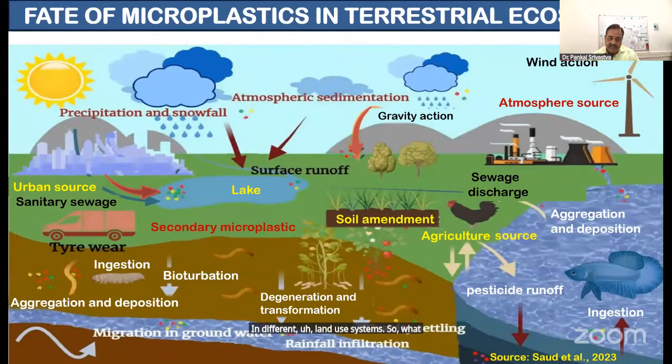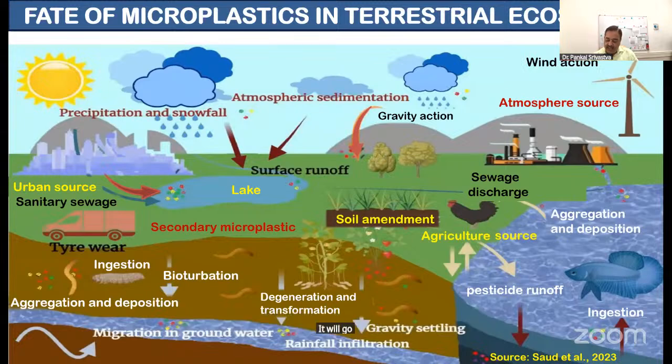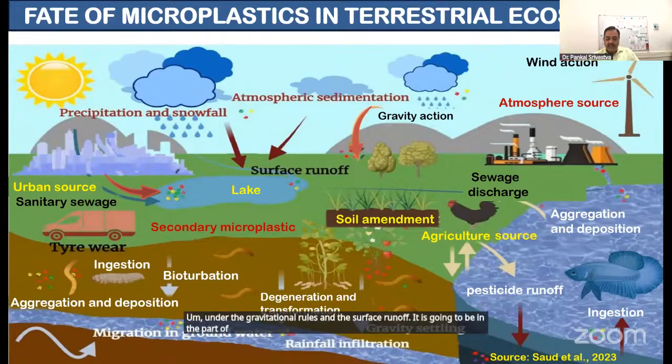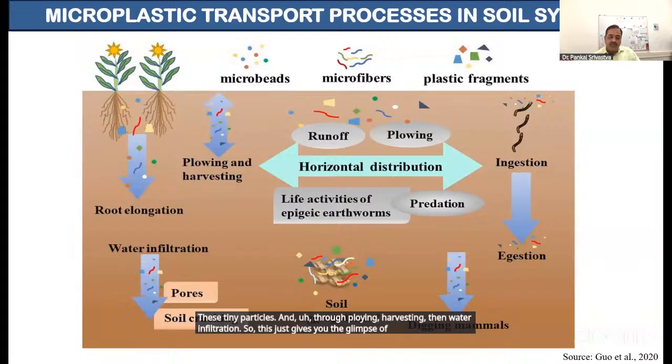So what will be the fate of microplastic in the terrestrial ecosystem from sources? It goes through surface runoff, atmospheric deposition and sedimentation. It will go downwards, with vertical as well as horizontal movement under gravitational force and surface runoff. It becomes part of the soil fauna, and the root zone gets contaminated, and the nearby freshwater ecosystem or any water body gets contaminated with the huge presence of these tiny particles, through plowing, harvesting, and water infiltration. So this just gives you a glimpse of how this plastic particle originated from the source and is now becoming a transboundary problem in different spheres of the environment.